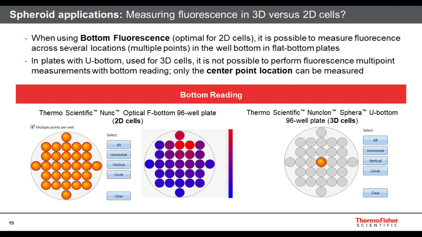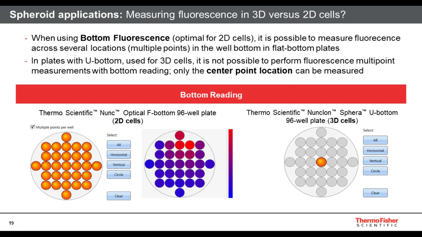But we also come across situations when scientists are comparing 2D versus 3D, and it's often the case that they are bound to use bottom fluorescence because it's simply optimal for the cell health assay that they have chosen. If that is the case, then you have to be aware that there are differences in the way that bottom fluorescence is measured in 2D versus 3D.